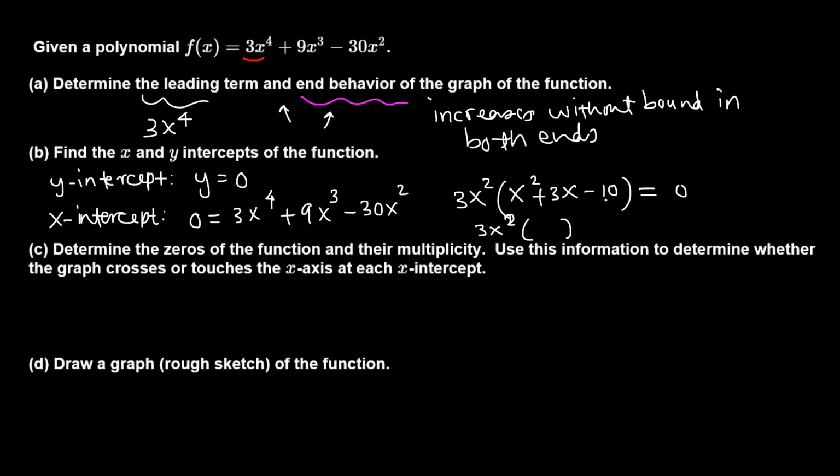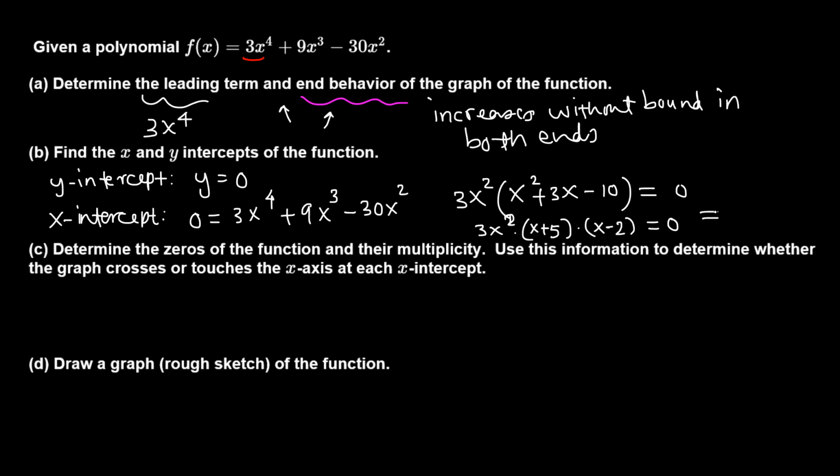Here this is a quadratic trinomial, so it factors as a product of two binomials. x squared means x times x, and negative 10, and we have to get plus 3, so 5 times 2 is 10, plus 5 and minus 2 gives plus 3. So 3x squared times the quantity x plus 5 times the quantity x minus 2.